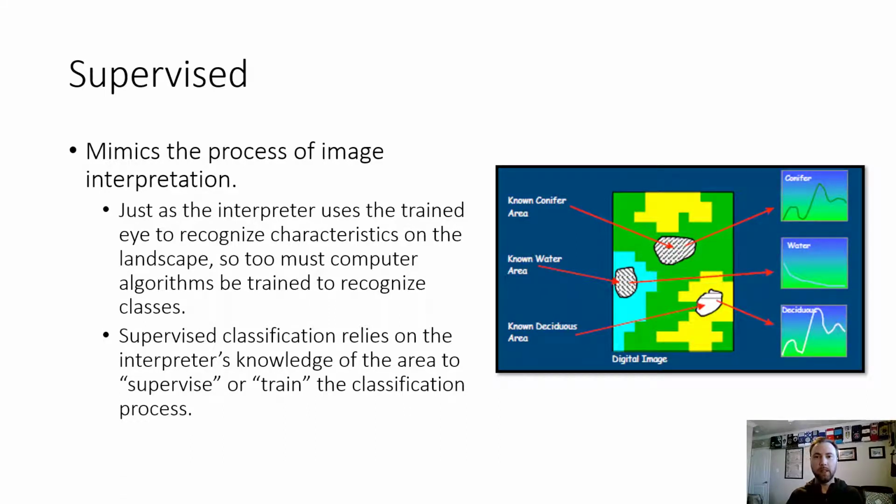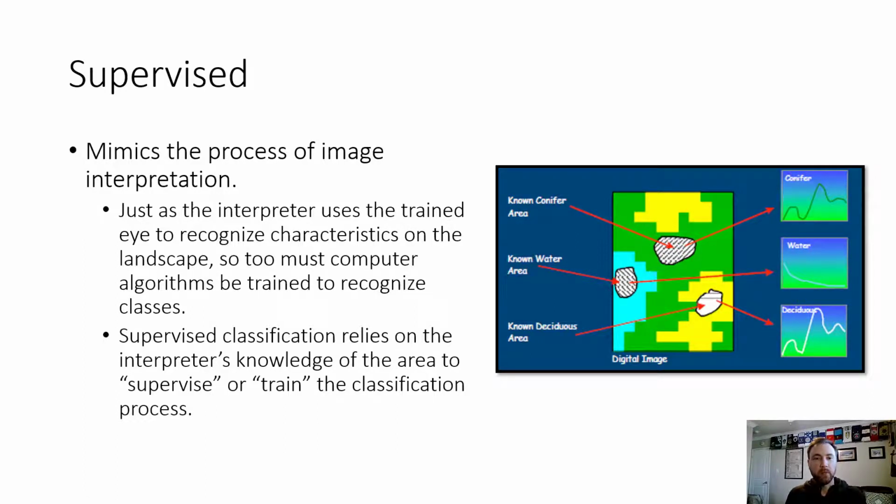This specific location represents a tree. So in my example here, this is an area of known conifer trees. This is an area of known water. This is an area of known deciduous trees, and so on and so forth. So you're actually telling the computer algorithm what to look for. So the pixels that share this spectral signature are X, Y, and Z land cover types.